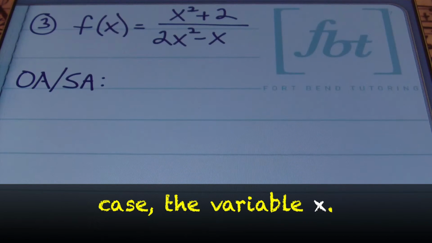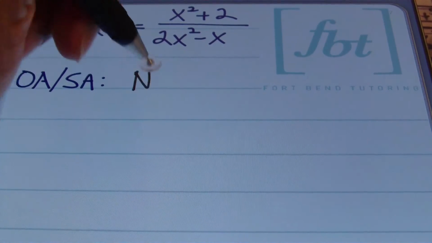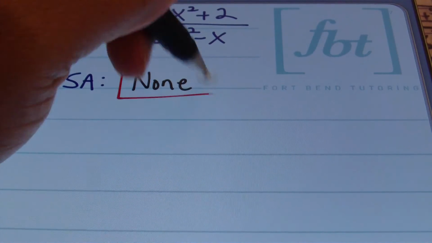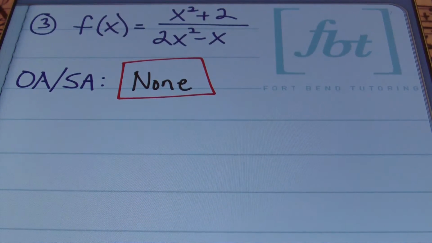You don't have an oblique asymptote. So in order to answer the question, what's the oblique asymptote of this equation? The answer is none. You don't have any oblique asymptotes in this equation because the highest degree in the numerator and the denominator is the same. It needs to be one more than the denominator in order to have an oblique asymptote. Alright, put the red box around it. Not happening. You don't have one for this problem. We're moving on to problem number 4.